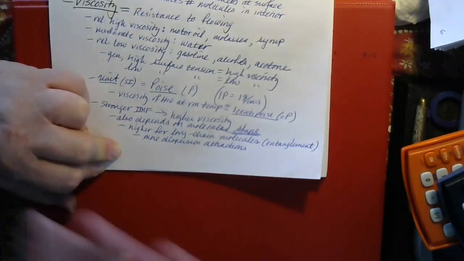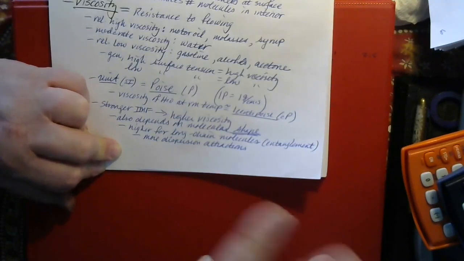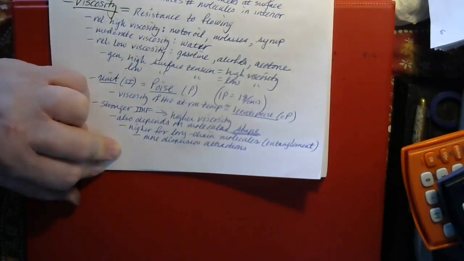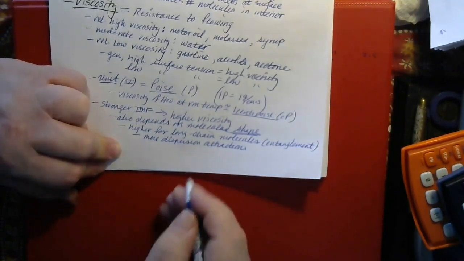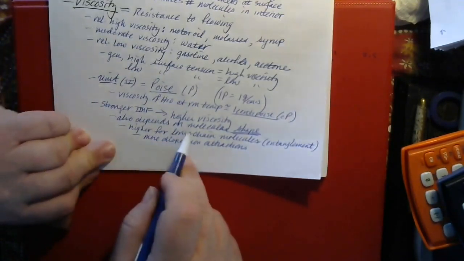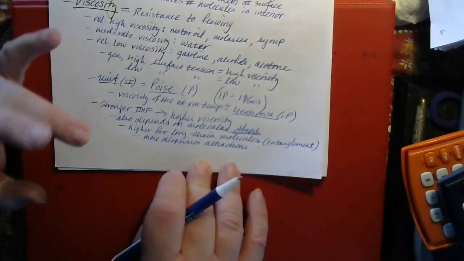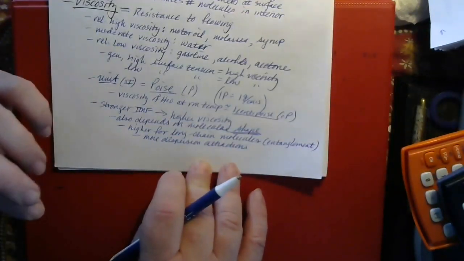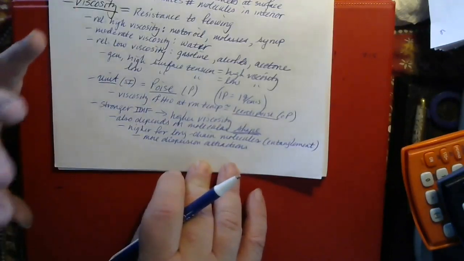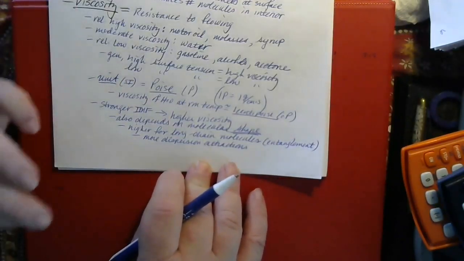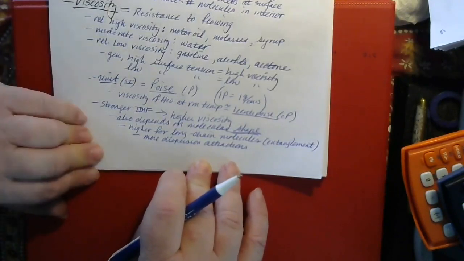Also, these long chains can have branches coming off the sides of them that would also be carbon-carbon chains. Branching sometimes raises the viscosity and sometimes it lowers it. It really depends on how long the branches are and how frequent they are. Basically, how many of them are there along the main chain of the molecule.